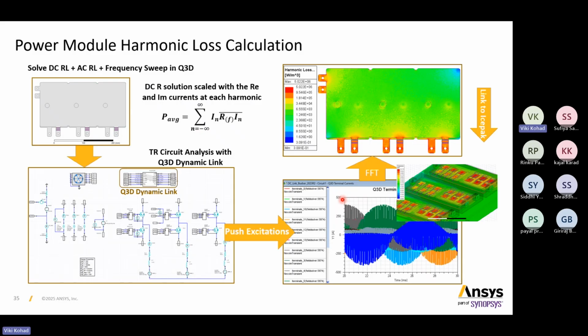Now the power models for the harmonic loss calculations: solid, DC-RL or AC plus RL of frequency. This is Q3D, which is basically for the cable analysis. Cable means the power cables are there. Here the RLCG parameters are most important. For that, you can perform the harmonic analysis and the harmonic loss analysis here also. And here also you can connect this for the temperature plot. You can connect this with the iSpec tool.